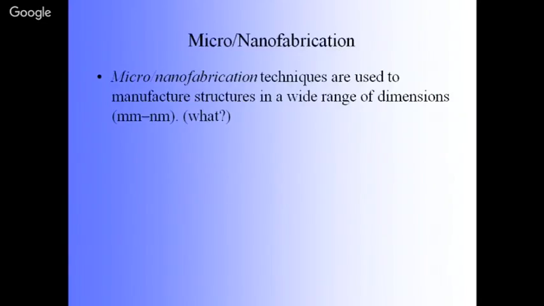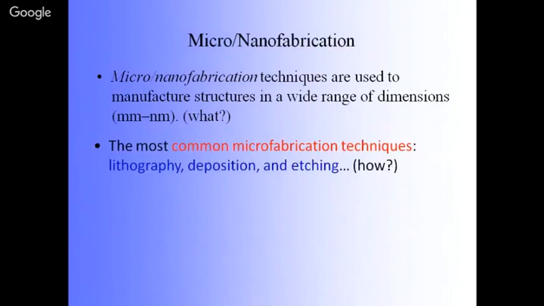Now, microfabrication. Microfabrication techniques are used to manufacture structures in a wide range of dimensions, millimeter to nanometer. How is it possible? I will be showing some of the pictures. Next, the most common microfabrication techniques: lithography, which I have also explained, deposition and etching.